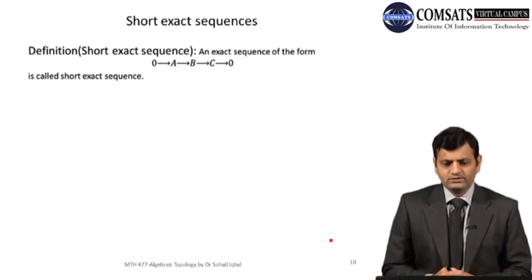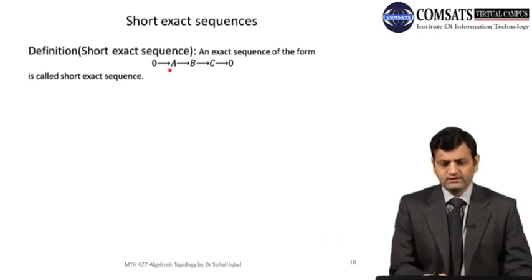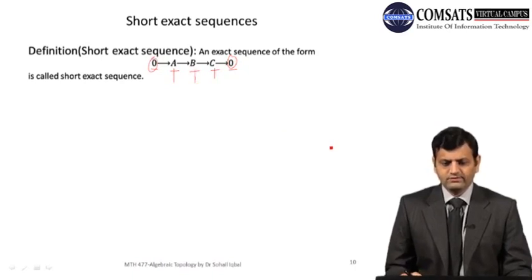Our next definition is short exact sequence. An exact sequence of the form 0, A, B, C, 0 is called a short exact sequence. As you can see, it is a finite sequence. These zeros are fixed, they will always remain 0, and these A, B, C are modules for some ring R.